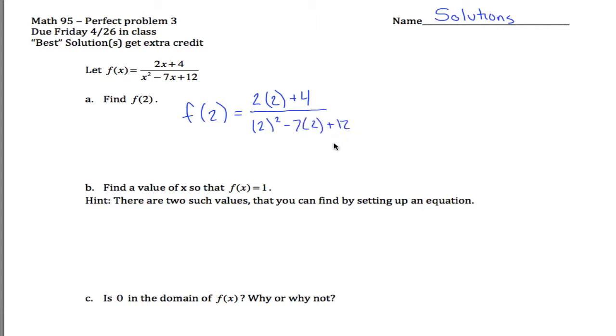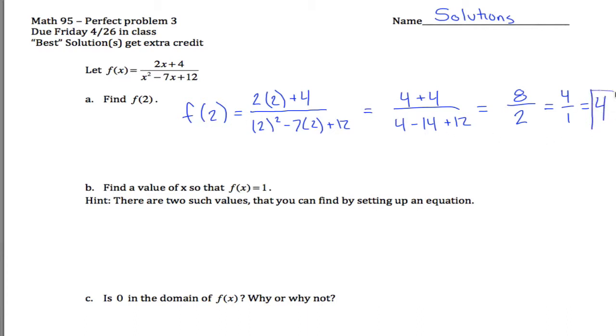So you get something like that. And then we can simplify. 2 times 2 is 4. And down on the bottom, 2 squared is 4. 7 times 2 is 14. So we get 8 up on the top. And 4 minus 14 is negative 10. Plus 12 is positive 2. So you get 8 halves, which reduces to 4 over 1, which is just equal to 4. In other words, f of 2 equals 4.